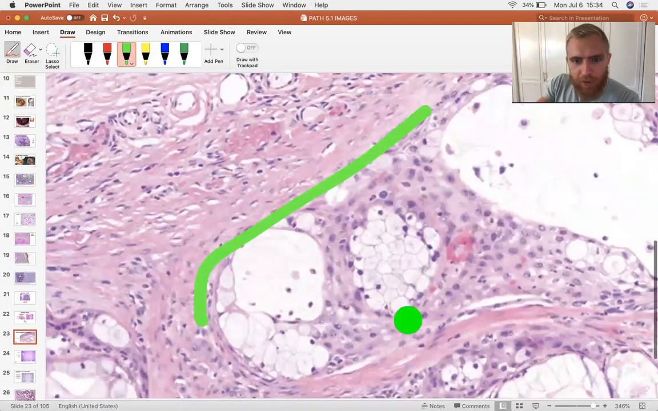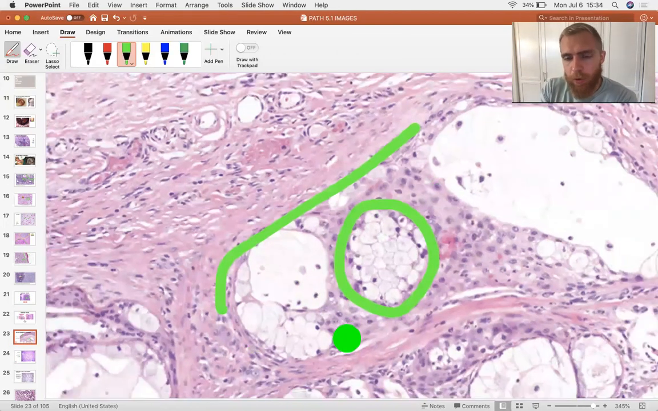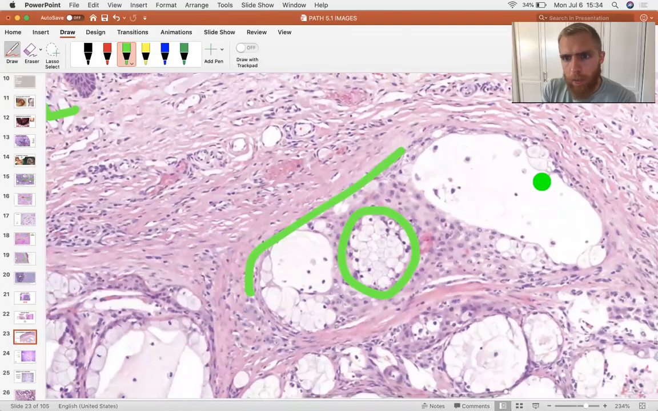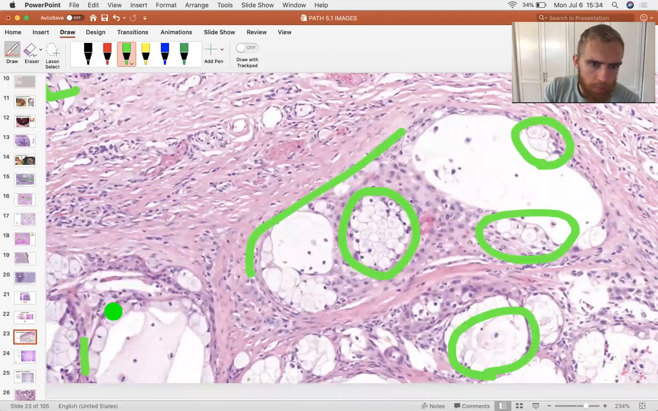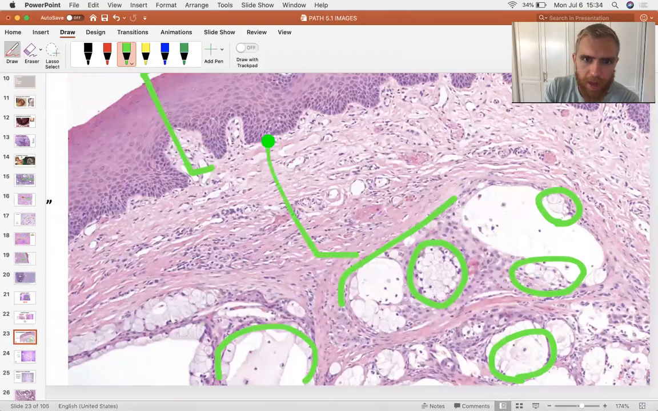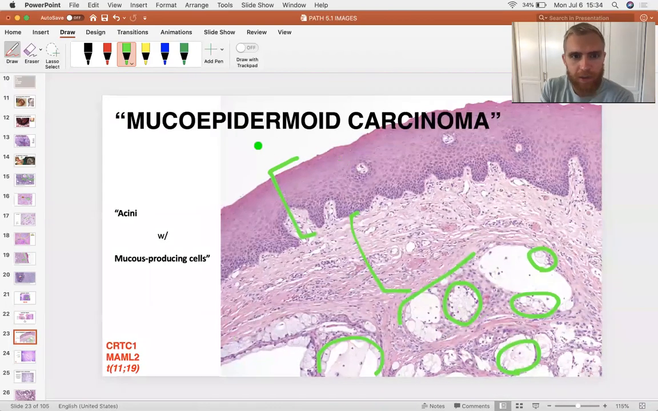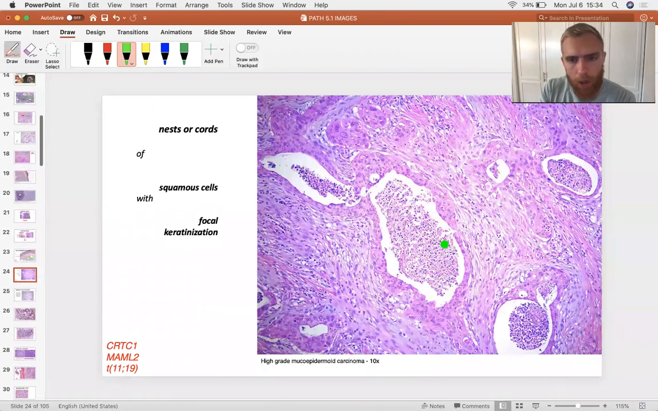So washed out cells, goblet type cells, they get washed out because they're filled with sugar. But if you drop some PAS on them, they'll probably light up hot pink. Another mucinous component there, some mucin spaces there, mucin, and fibroconnective stroma throughout, connecting the epidermoid component to the mucus component. Don't forget about the translocation.